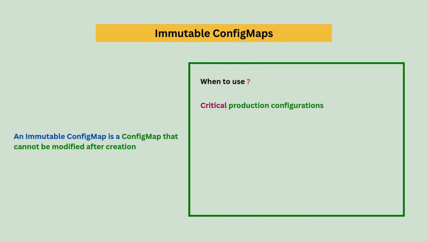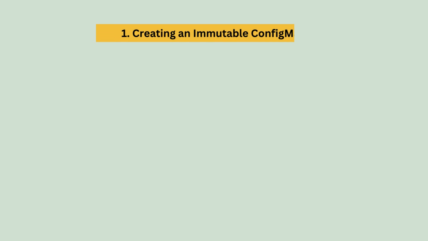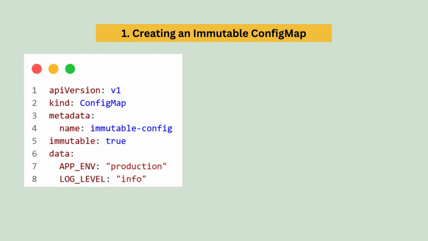For critical production configuration, config maps that many pods depend on, or situations where you want to replace a config map instead of updating it in place. Now let's understand how to create an immutable config map.